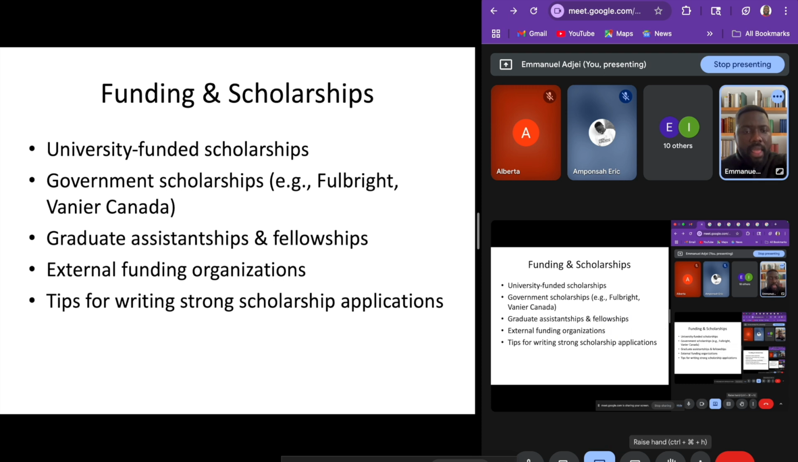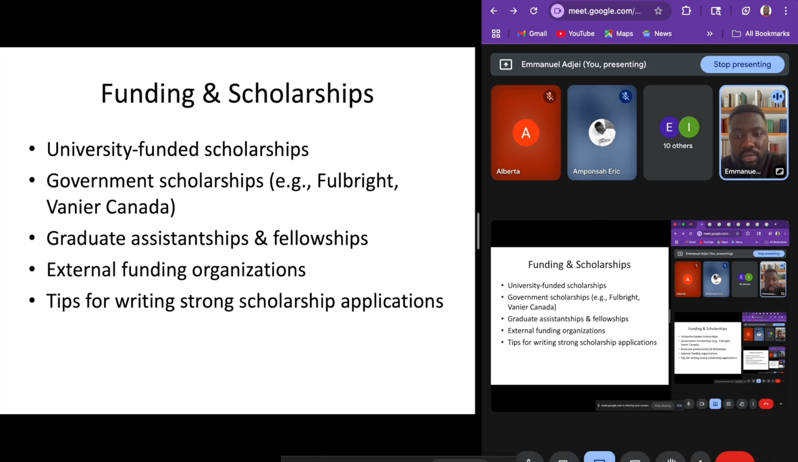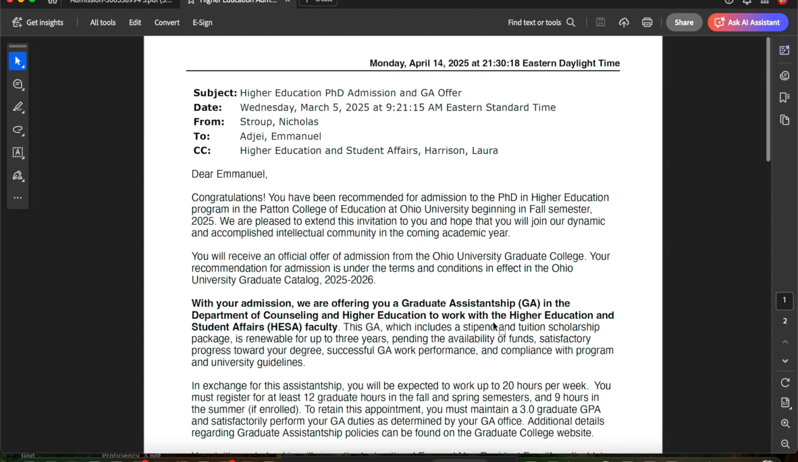And I'll share. I think I should have checked this before, but I wanted to quickly share an example of graduate assistantship here if I get that opportunity. Let me know if you see my screen. I don't know why my screen is not popping up for my full window.